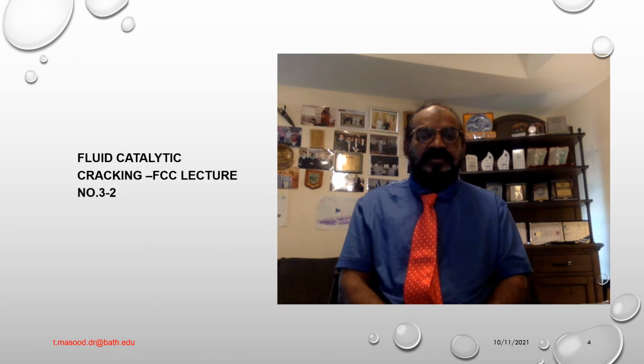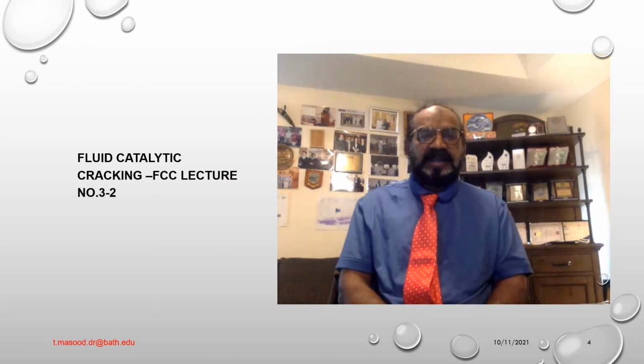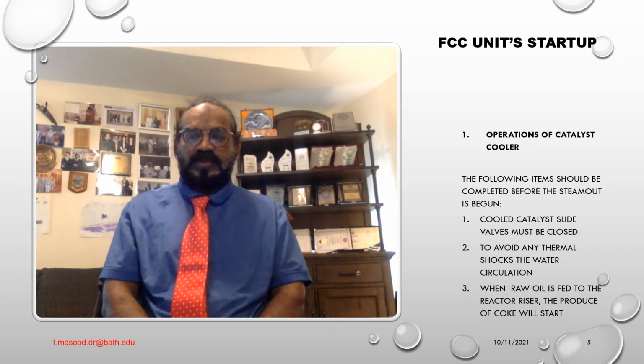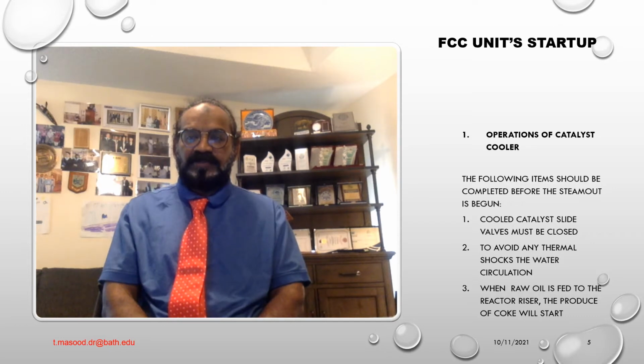Okay, lecture number 2 on fluid catalytic cracking unit. Okay, operation of the catalyst cooler. The cooled catalyst slide valves must be closed and fluidizing air must be in operation before catalyst is loaded to the regenerator. The air prevents the catalyst cooler air lances from plugging. To avoid any thermal shocks, the water circulation through the cooler should be started before the regenerator is heated up. Keep the cooled catalyst slide valves in closed position.